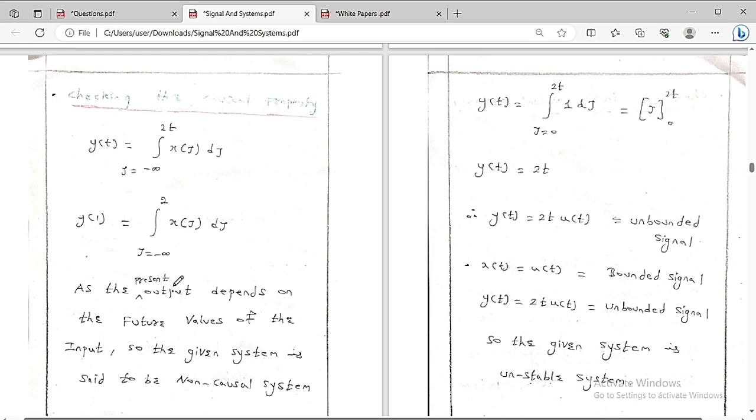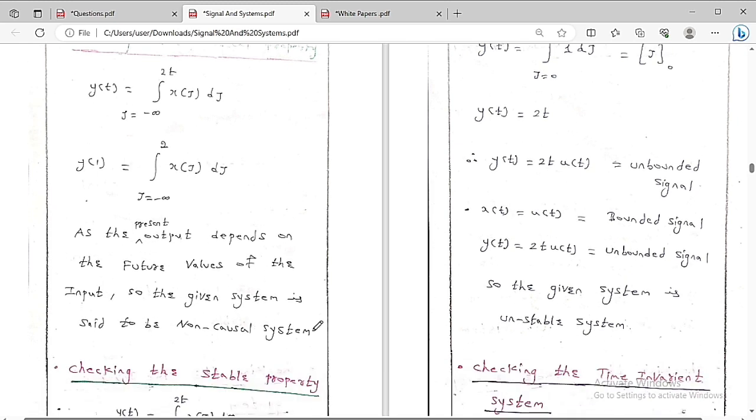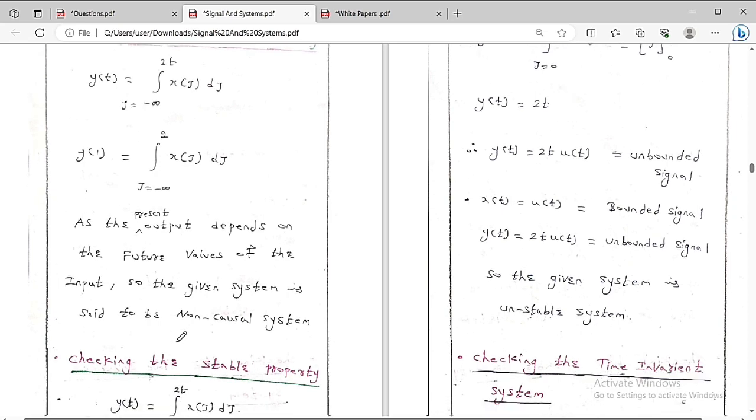As the present value of the output depends on the future values of the input, the given system is a non-causal system. So finally, if the present value of the output is independent of the future values of the input, then the given system is a causal system. Otherwise it is a non-causal system. If the present value of the output depends on the future values of the input, the system is non-causal. So in this case, it depends on the future values of the input, so the given system is a non-causal system.